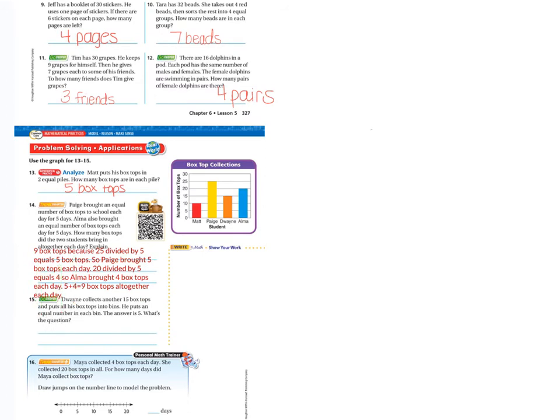Same thing for Alma. Alma's bar goes up to the 20. If Alma is bringing 20 box tops over 5 days, 20 divided by 5 equals 4. So the question, how many box tops did the 2 students bring all together each day? If we're answering that, remember all together means we add. So 5 from Paige, 4 from Alma equals 9 box tops all together each day.